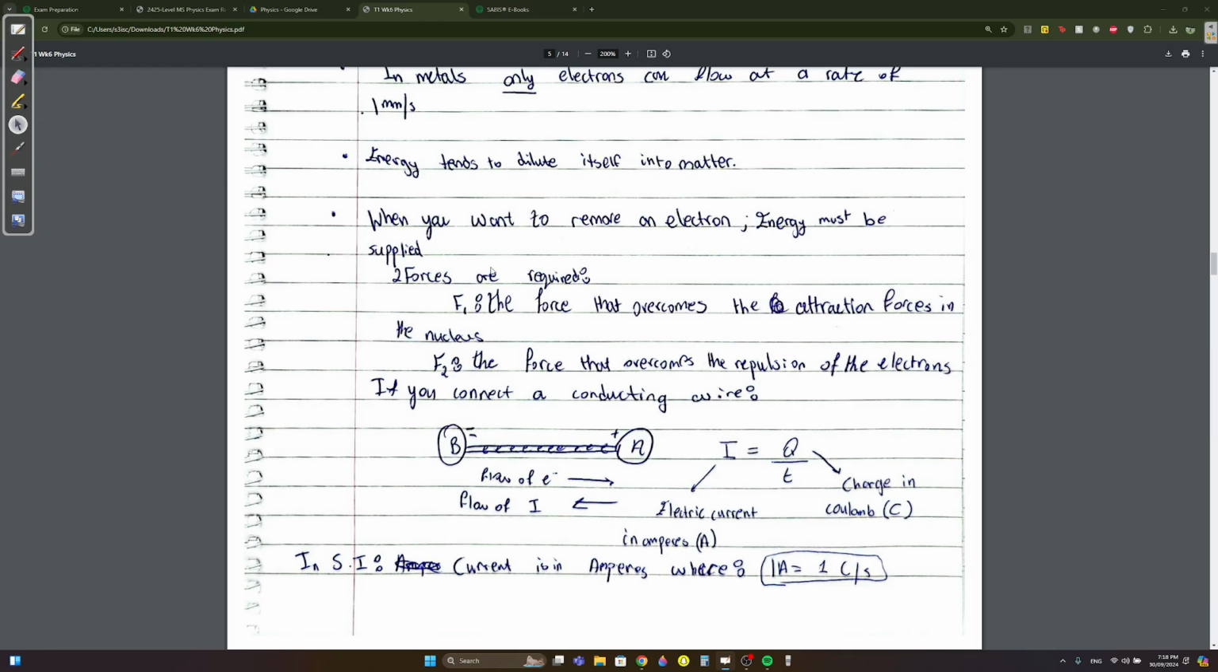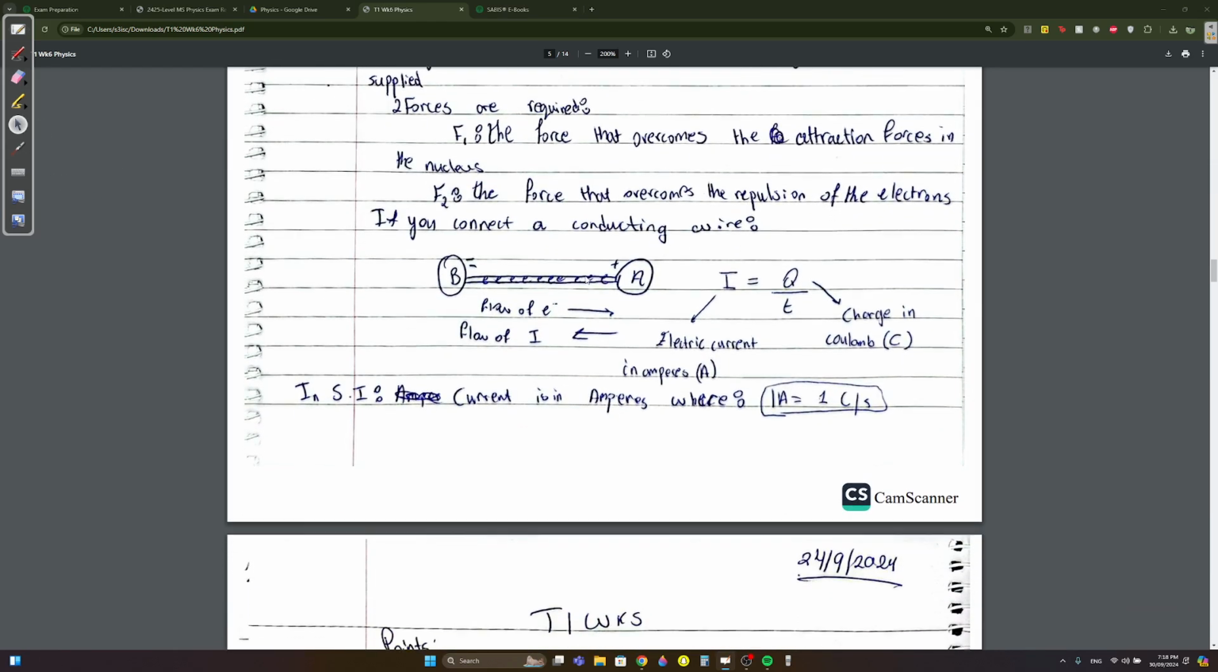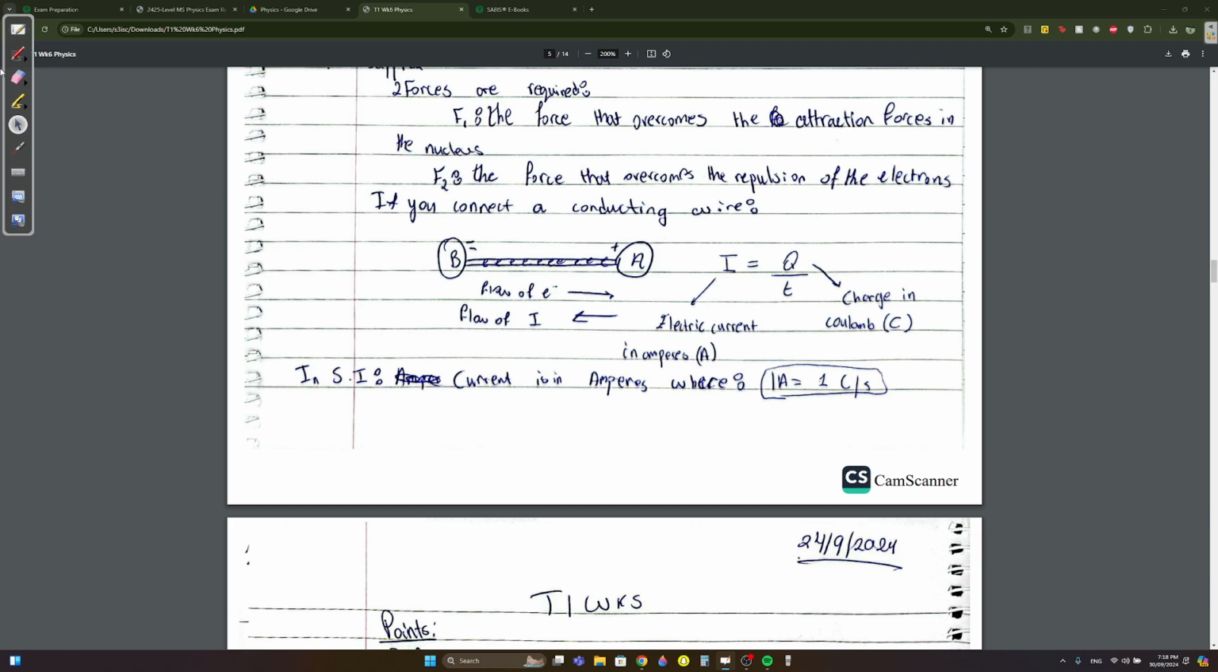Okay. If you connect a conducting wire between A and B, the flow of electrons will be from B to A, because B is the negative one, A is the positive. Electrons always go from negative to positive, and I will move from A to B. What is I? I is electric current. The formula is I equals Q divided by t, where Q is the charge in coulombs, I is electric current, and t is time in seconds. In SI units, the current is always in amperes, A, where 1 ampere is 1 coulomb per second.